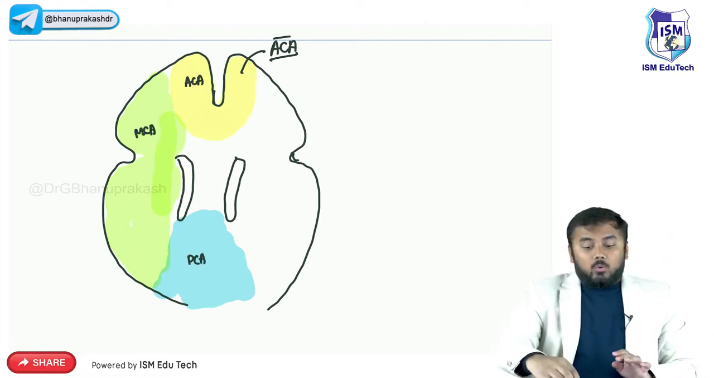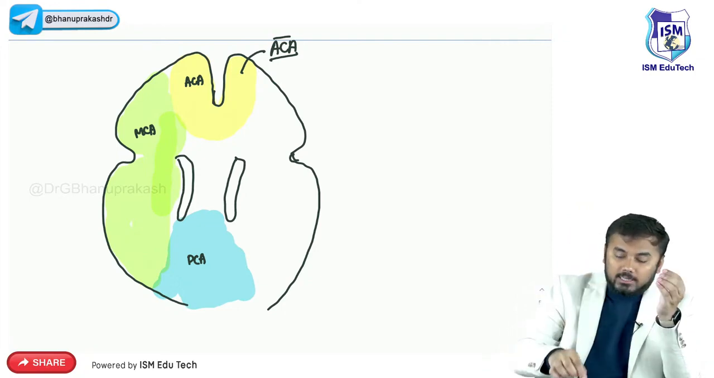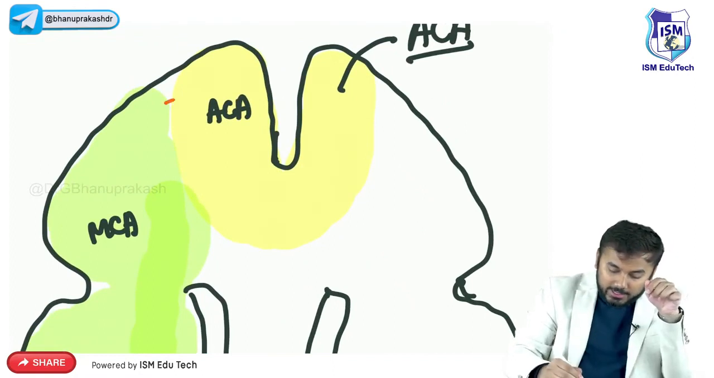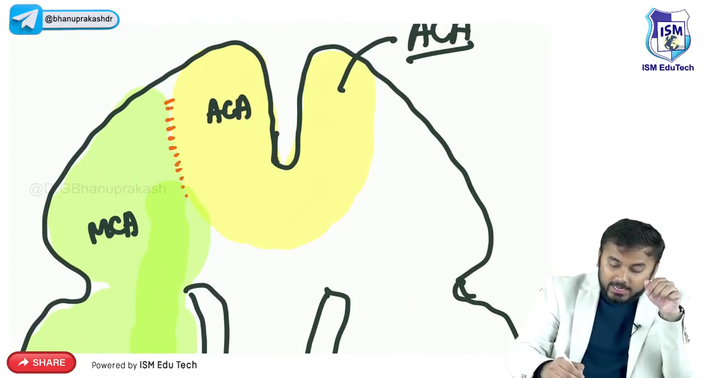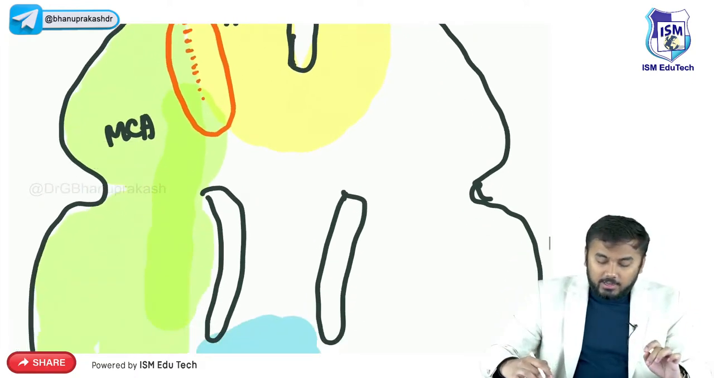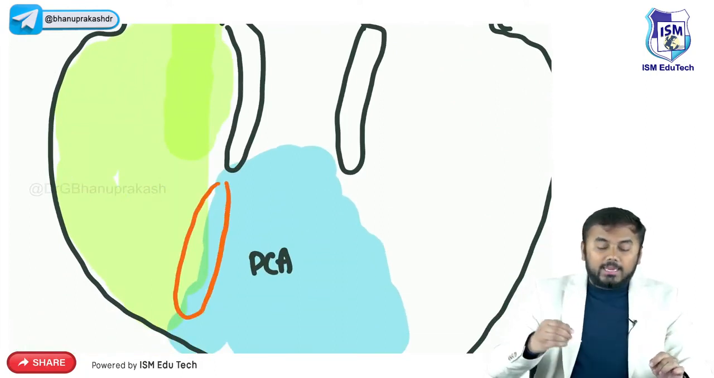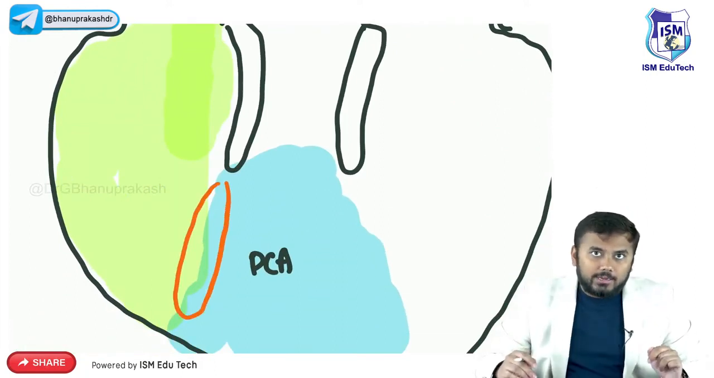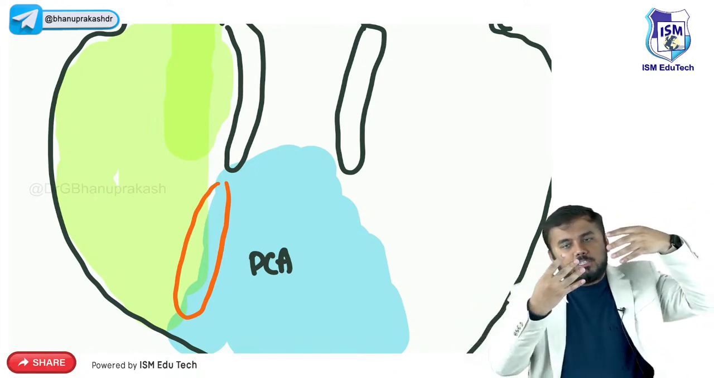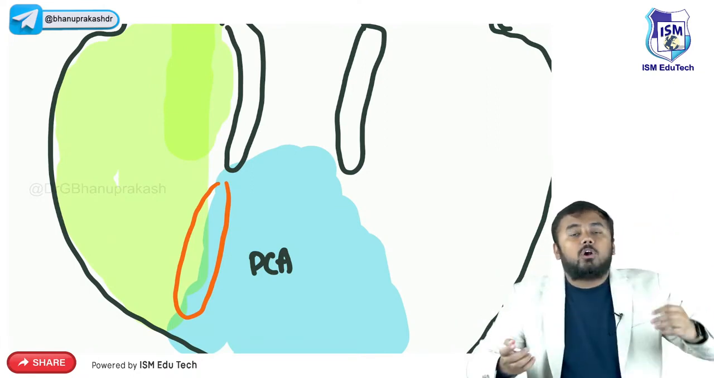Fine. Now the place where the anterior cerebral artery and middle cerebral artery are joining each other, this area is called the watershed area. In the same way, the middle cerebral artery is joining with the posterior cerebral artery, so this area is also called a watershed area. Branches from the middle and the posterior cerebral artery come; the area between these two fingers is called the watershed area.